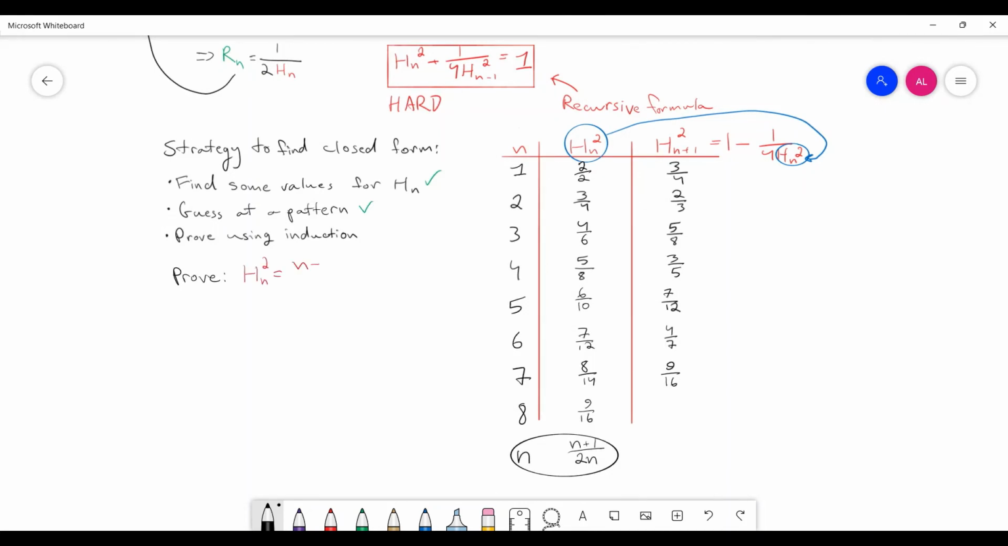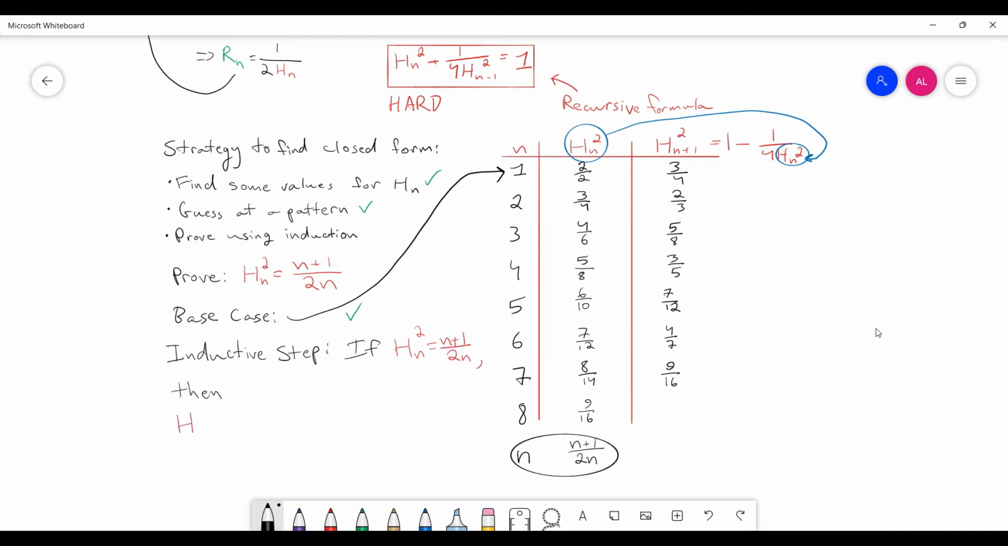So we have to prove that h_n squared equals (n+1)/(2n). So typically when we're doing an induction proof, we start with a base case, but once again, we already proved the base case. So now we go over to the induction hypothesis. And that is, the inductive step: if we are given that for some value of h_n this formula works, then we want to see if this formula works for the next value, right? And we notice that if we use this recursion right here, and we plug h_n squared equals (n+1)/(2n) into this denominator, what we get is 4 times (n+1)/(2n).